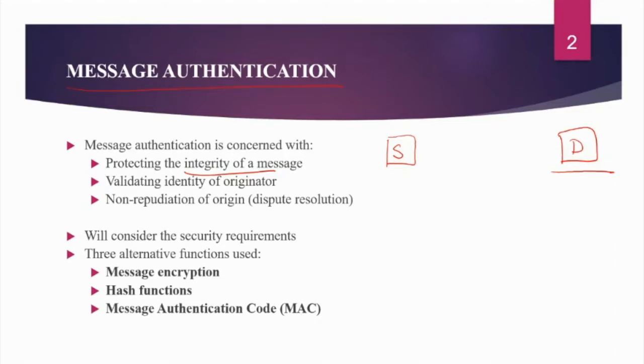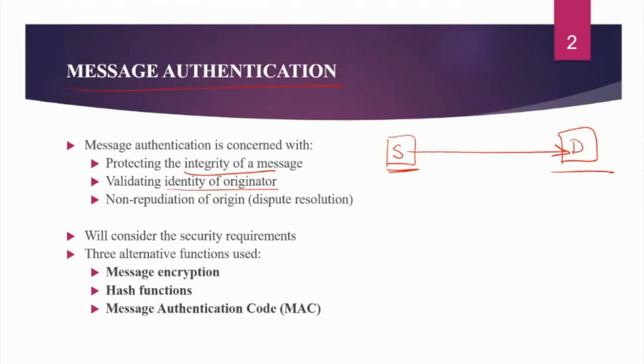It also concerns validating the identity of the originator, right? So if S is sending the message to D, there is a way through which we can validate that yes, this message is coming from S only. This is known as validating the identity of the originator.